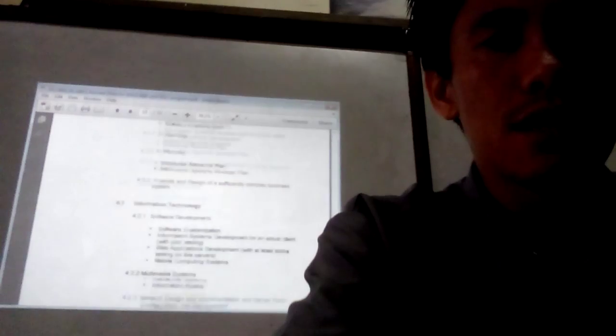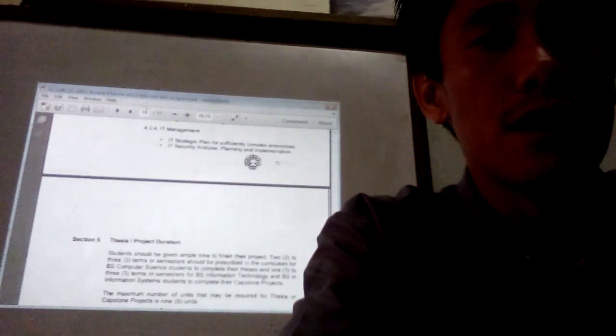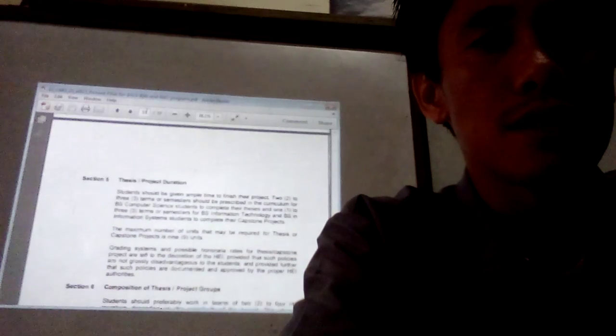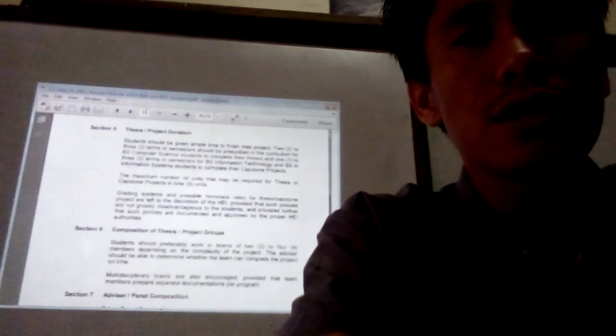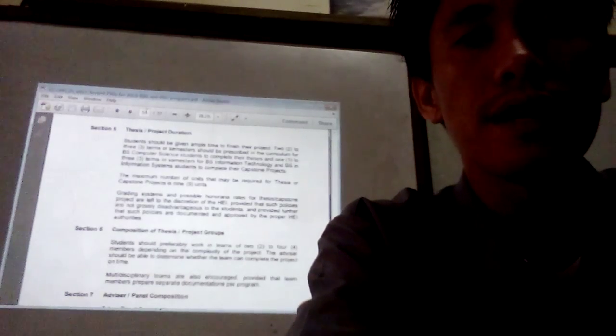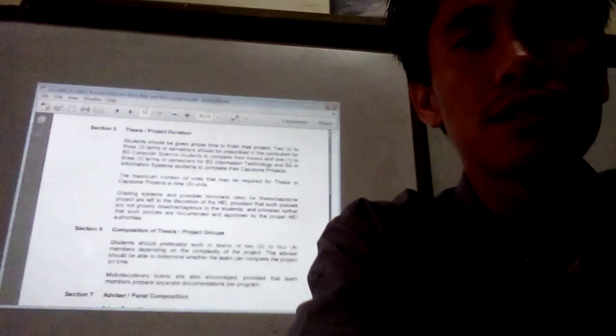So those are the things for computer science. The thesis duration, section 5: students should be given ample time to finish their project.